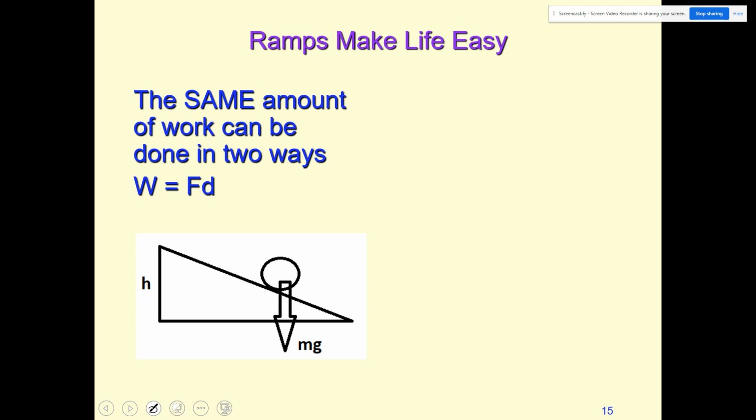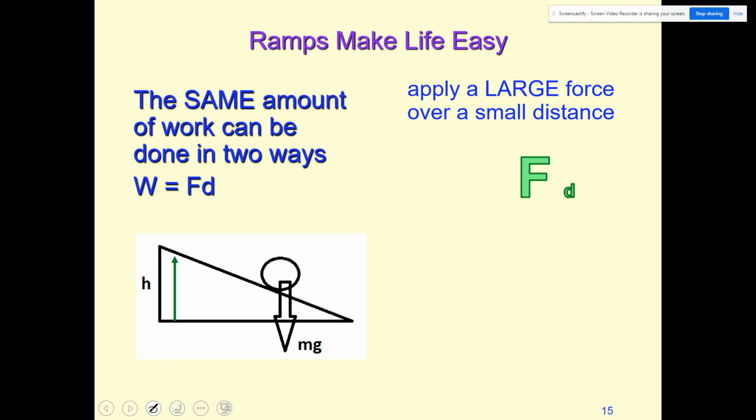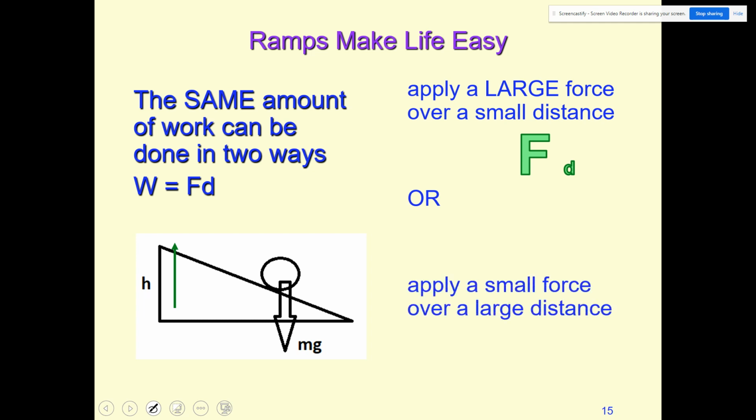Let's take a look at ramps. Why do ramps work? Well, you take the same amount of work done in 2 different ways. Either way, you're going to get a large force being applied over a small distance, like right here, I got a small distance that it's being moved, and it takes a big force to do it. Or I can do a small force over a much larger distance, like pushing it up the ramp here. I'm going a lot further, but it doesn't take as much force to get there. Either way, I'm doing the same exact amount of work. So that's why ramps work very well.